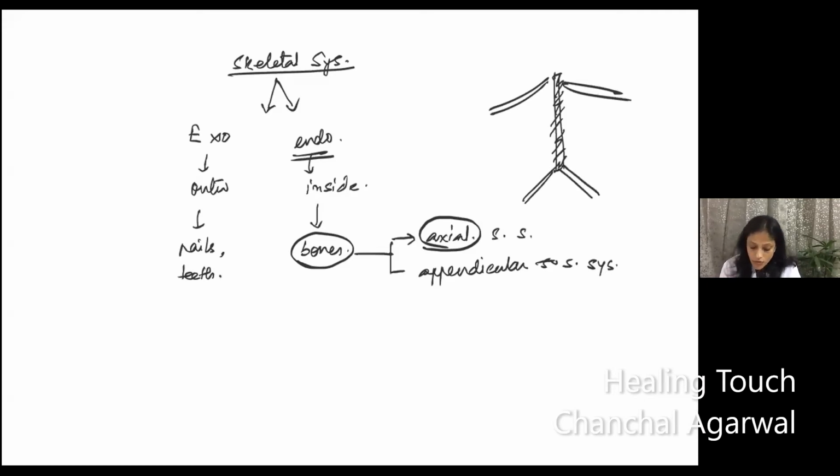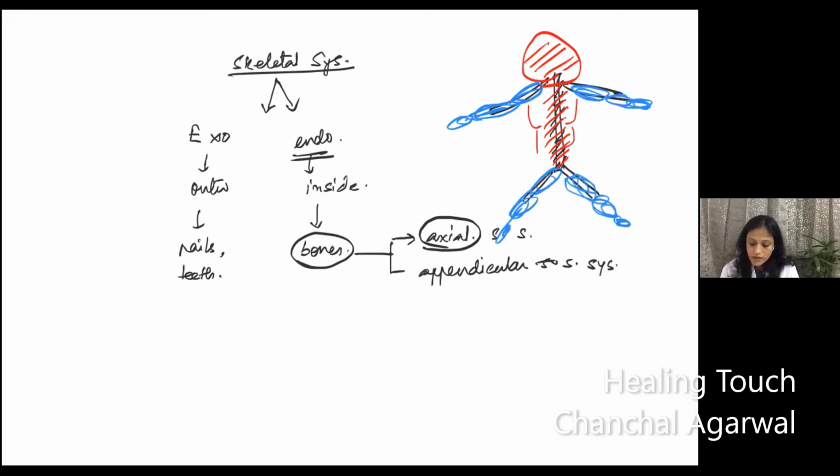So the bones of the cranium, that means the skull, and the spine and chest area, rib area, all these are your axial skeletal system. And the bones of the arms and legs are appendicular, appendages, extensions of the body. Okay, this is a new thing which we should remember.